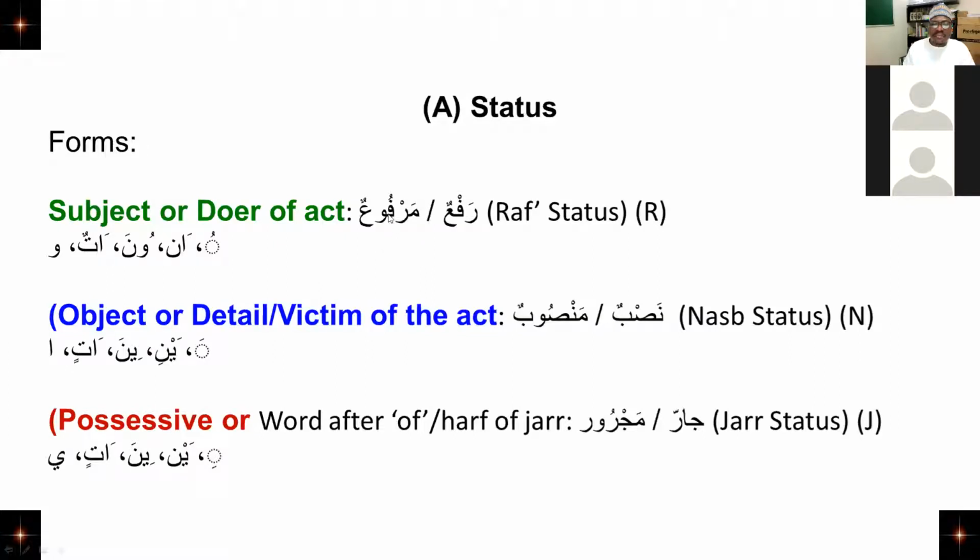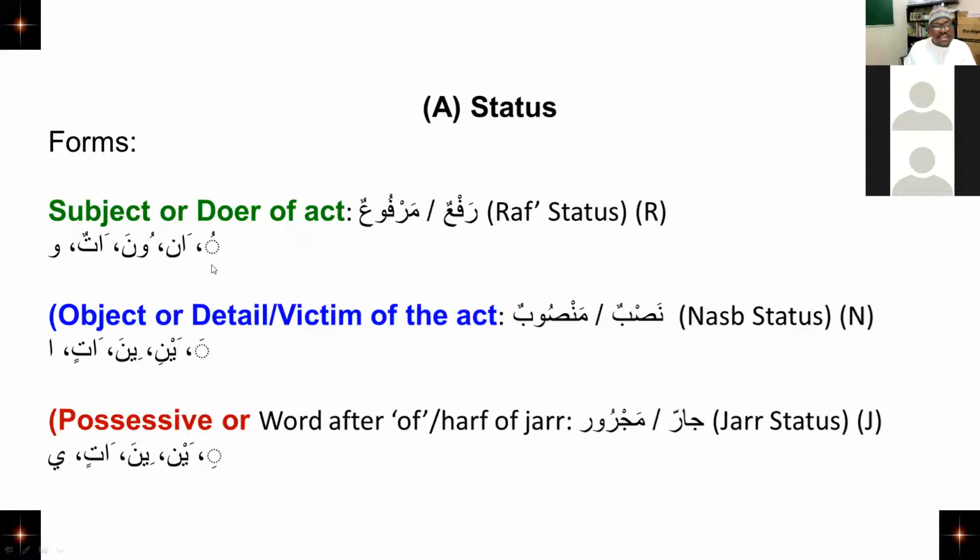Marfu', you can see the rafa'. So marfu'un, the mar means an ism in a status. Every word you see with a meem in the beginning in Arabic is an ism. It's also another tip for you. Marfu' means the ism placed in the status of rafa. So if a word is in that status, we say it is marfu'.